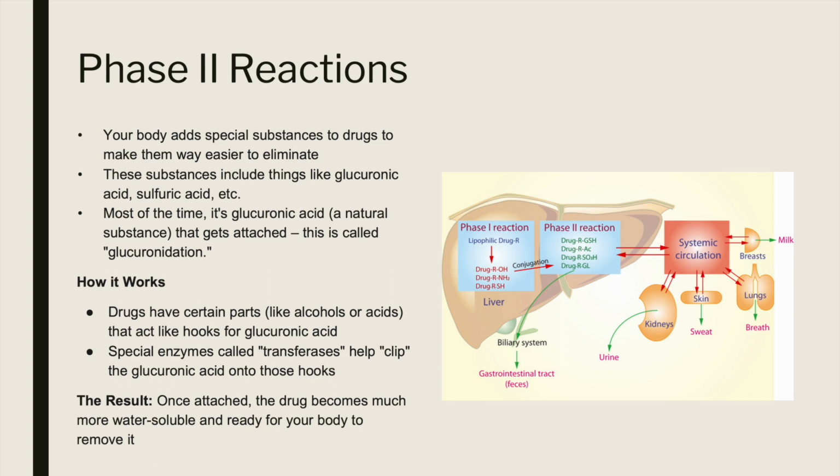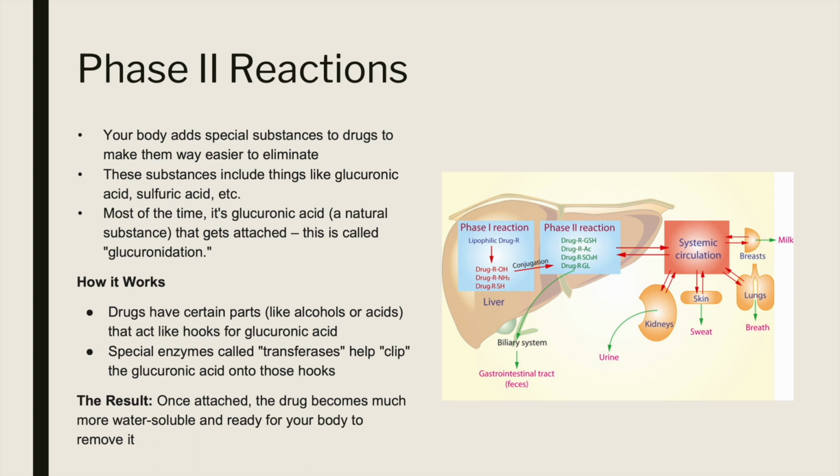Then we have phase 2 reactions. With these, your body is adding special substances to drugs to make them easier to eliminate. These substances include things like glucuronic acid, sulfuric acid, and others. Most of the time, the body is using glucuronic acid, which is a natural substance. When this gets attached to the drug, this is called glucuronidation.